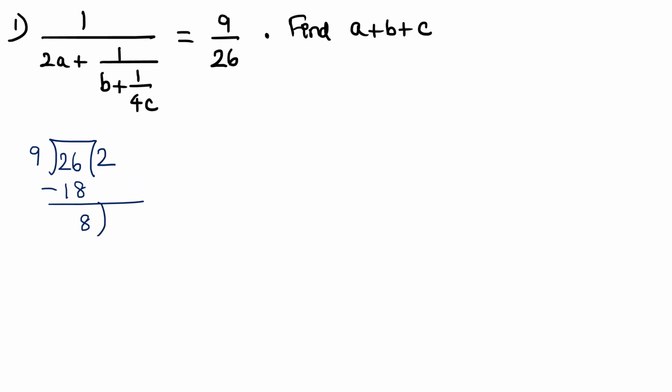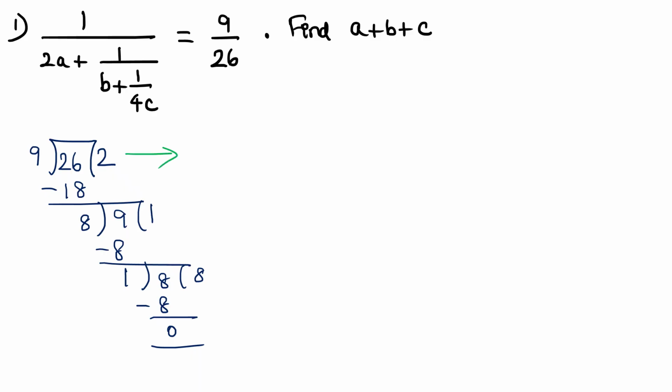Then next, this divisor 9 will become your next dividend. So I will do my calculation as such over here. Then I write 8, then 8 times 8. Now I got the remainder 0. Once I arrive at the remainder 0, this 2 indicates the value for 2a, then this 1 indicates the b value, and then this 8 indicates the value of 4c. It goes from the bottom to the top: 4c, b, 2a.